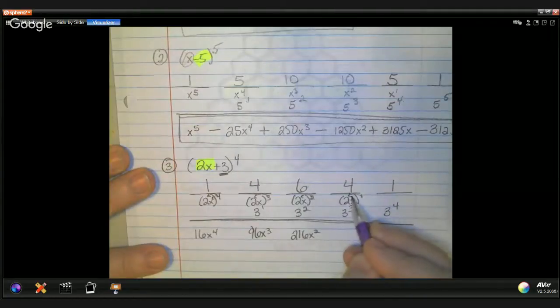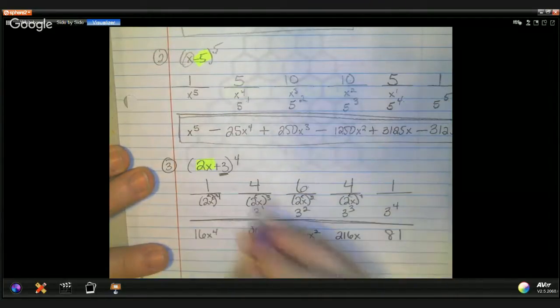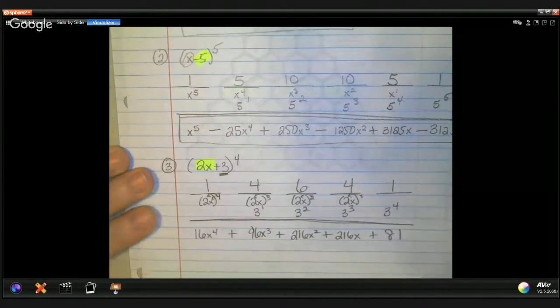2 to the 1 is 2. Times 4 is 8. And 3 to the 3rd is 27. So that's 216x. And then 3 to the 4th is 81. Since it's plus, they're all plus.